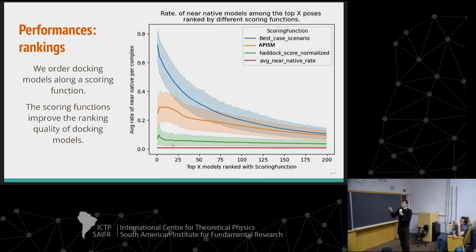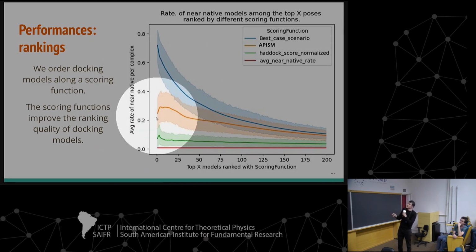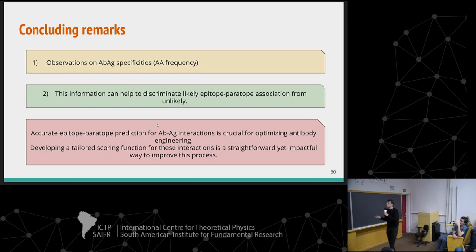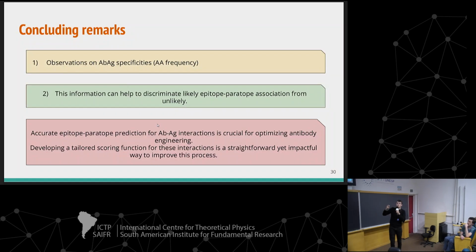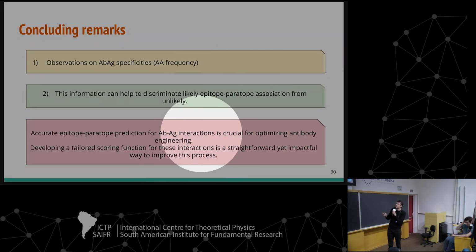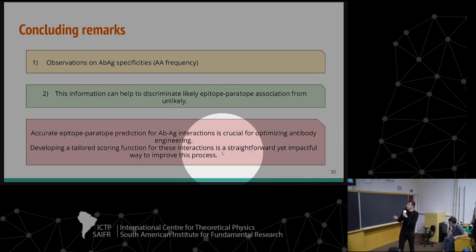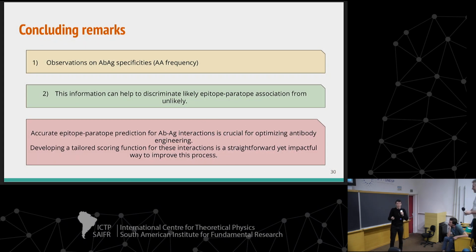We have also built other models that are better than this one, but to summarize, we've made observations on the interface properties of antibody-antigen interaction, and this information was used to discriminate likely states from non-likely states. So this is a very simple step to build a scoring function for your specific problem, to improve, for example, the antibody engineering process. Thank you for listening, and sorry for the extra time.